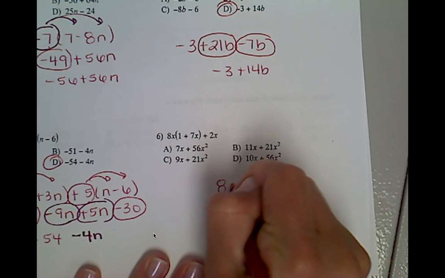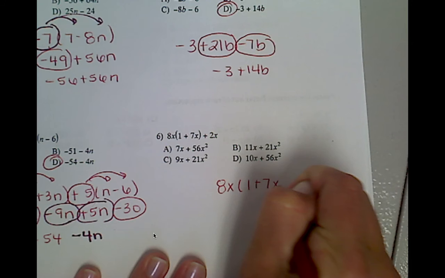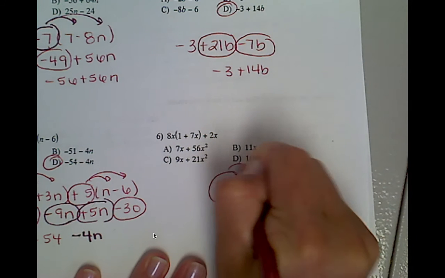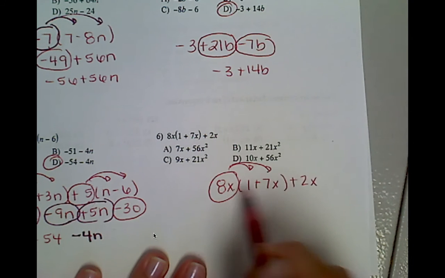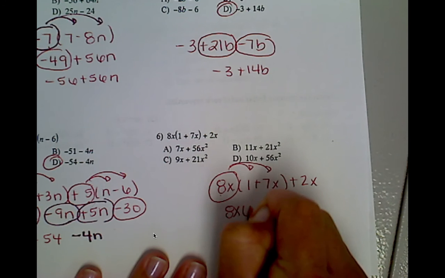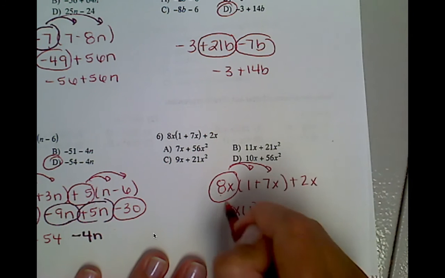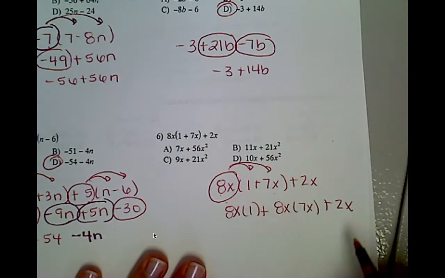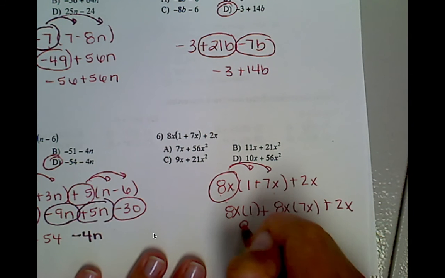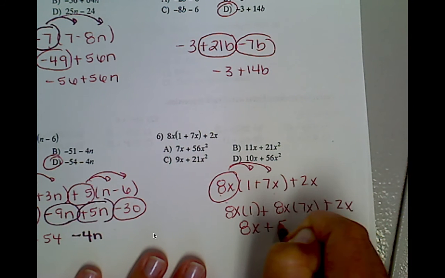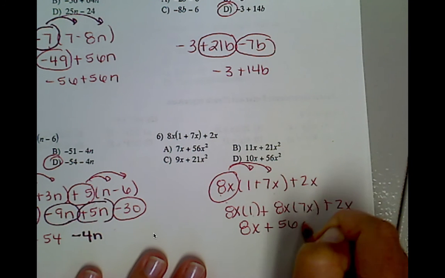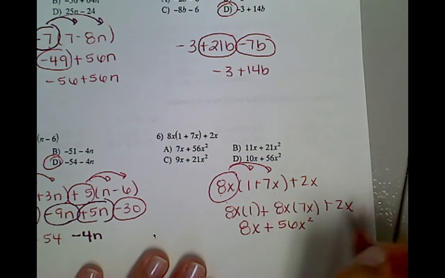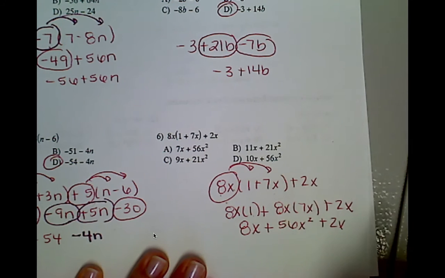If you have 8x times 1 plus 7x plus 2x, I'm going to write this one out in multiple steps, because a lot of you guys get confused when you have two x's. 8x times 1, I'm going to write 8x times 1 plus 8x times 7x, and then we didn't do anything with that plus 2x, I'm going to bring it down. 8x times 1 is 8x. 8 times 7 is 56. X, that's 2 x's, so I'm going to say x squared. And you're going to say plus 2x. There was only one x there, that's why there's only one x written down.